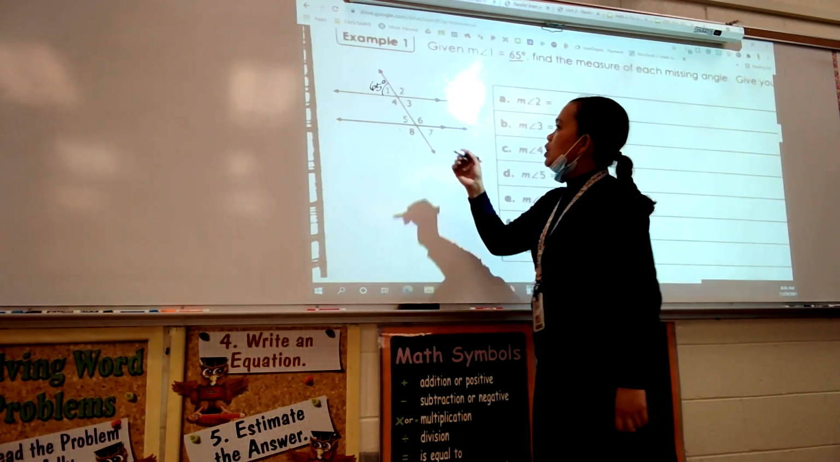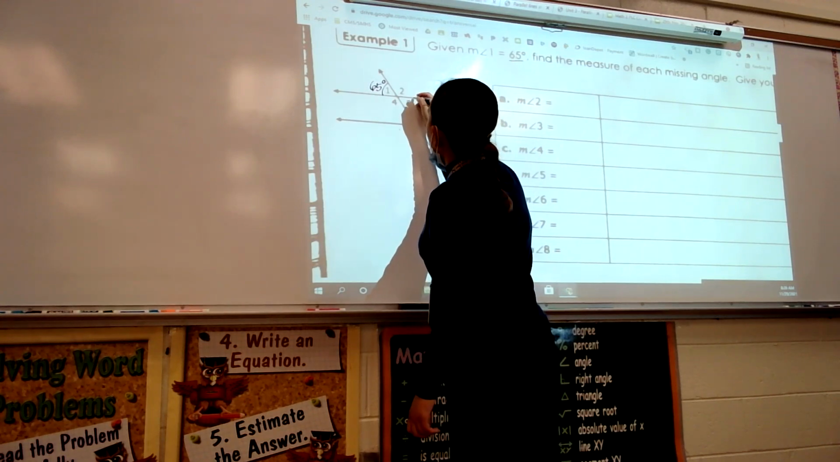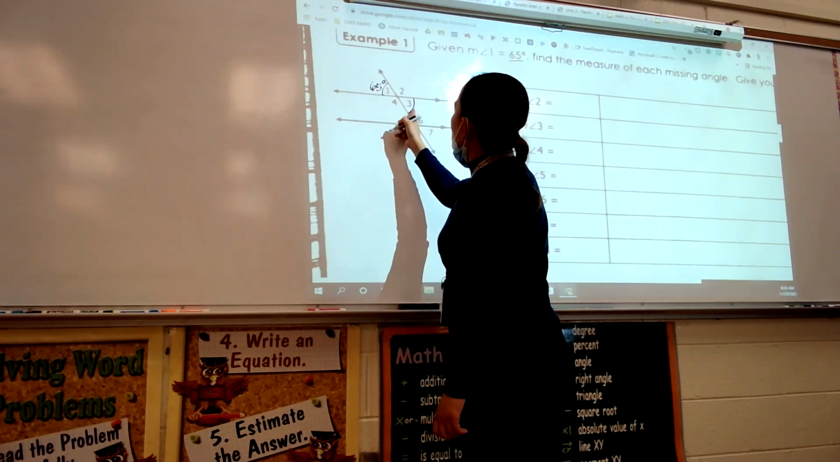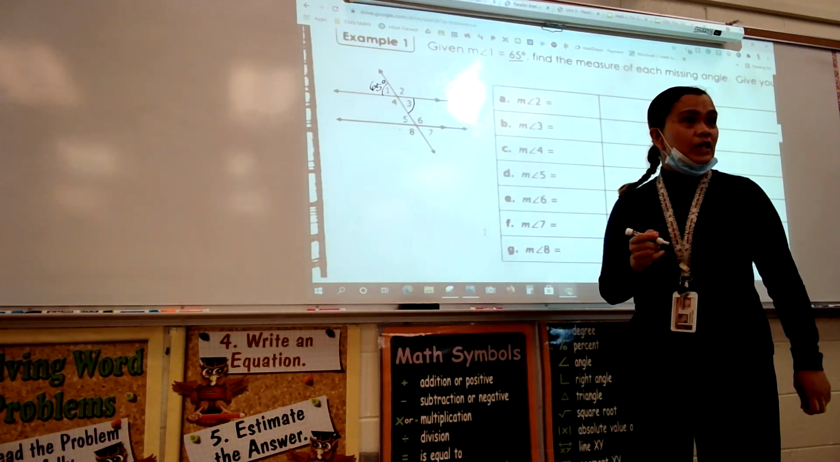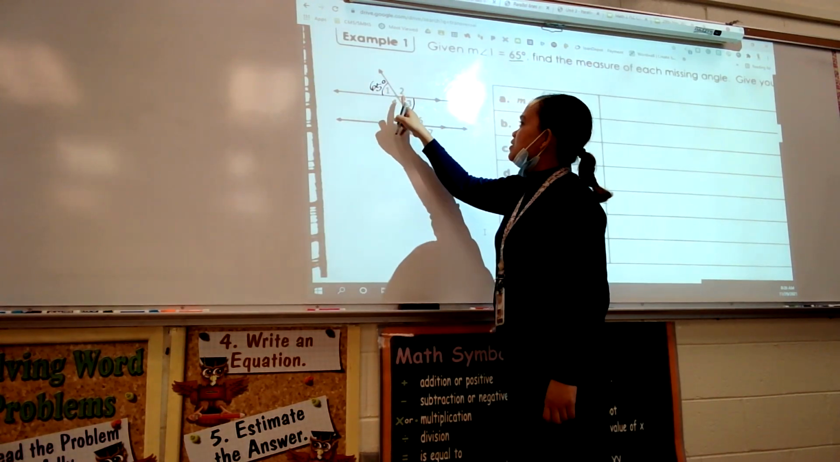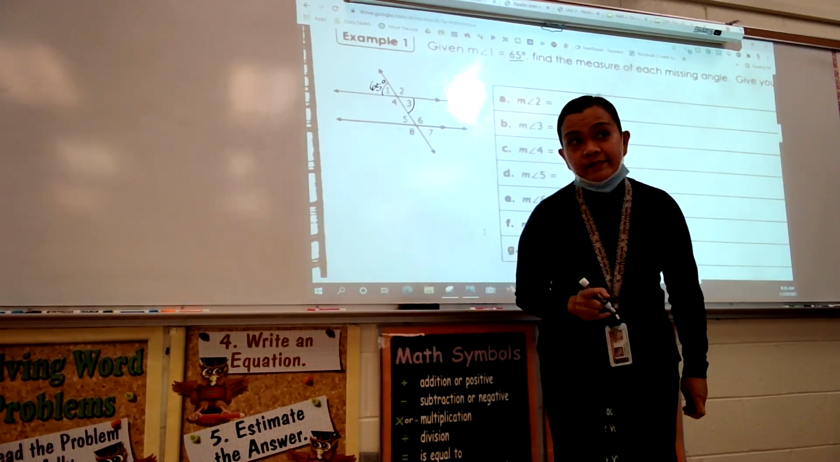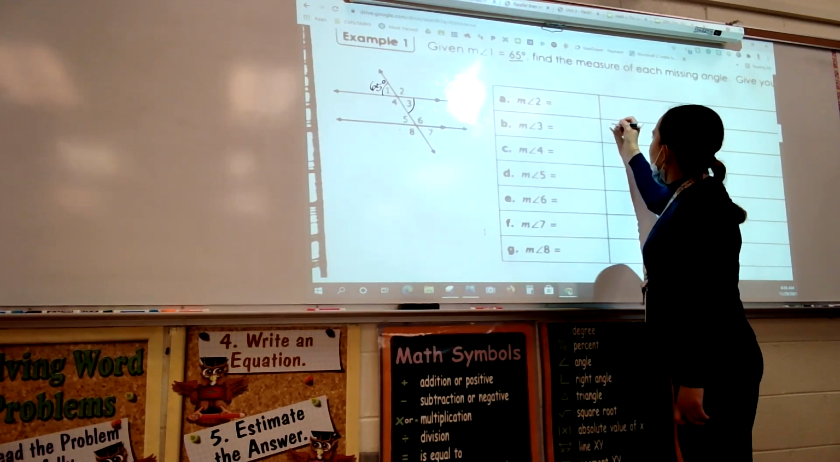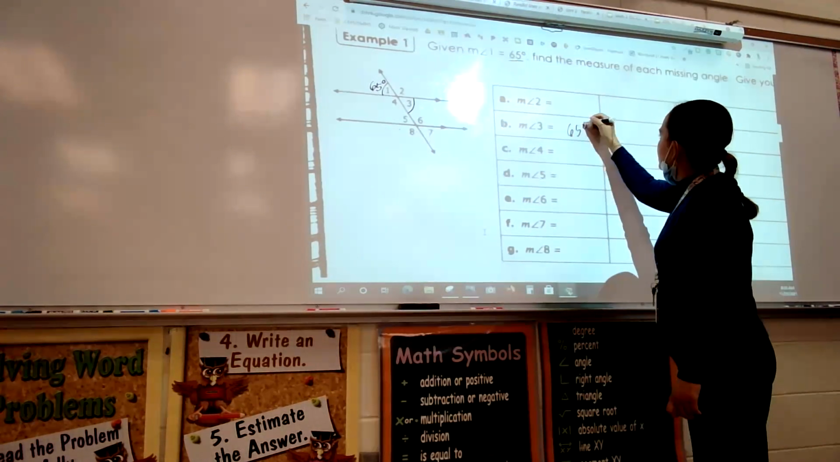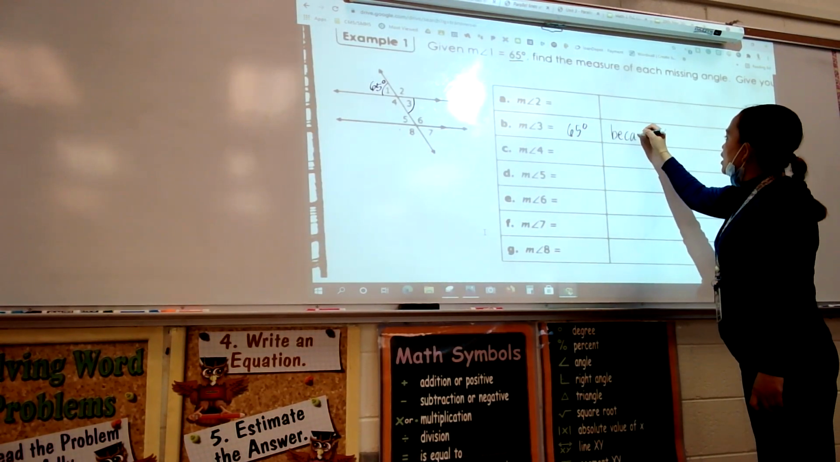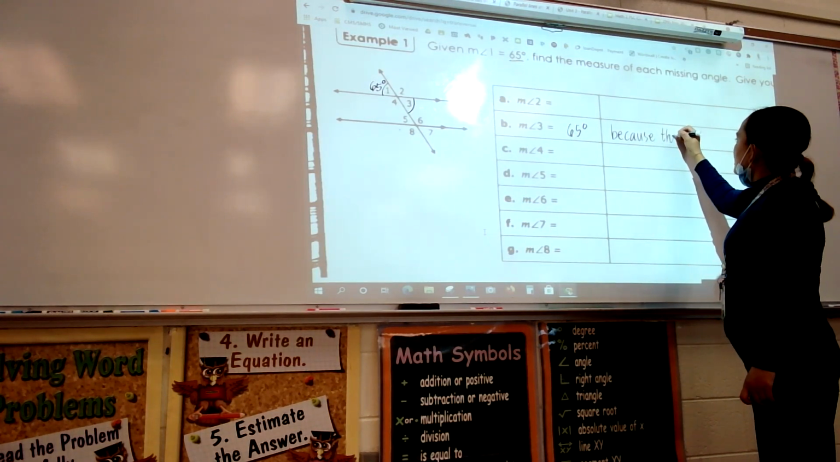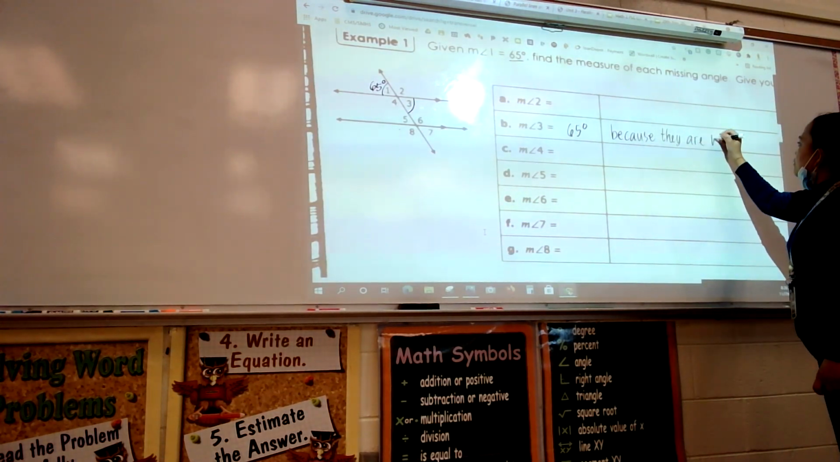We just did that. Vertical angles are always congruent to each other, right? So if angle 1 is 65, angle 3 is what? 65. Because they are vertical.